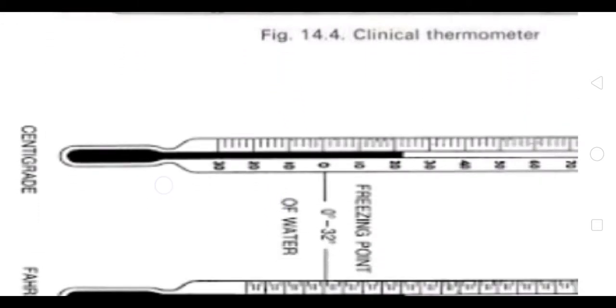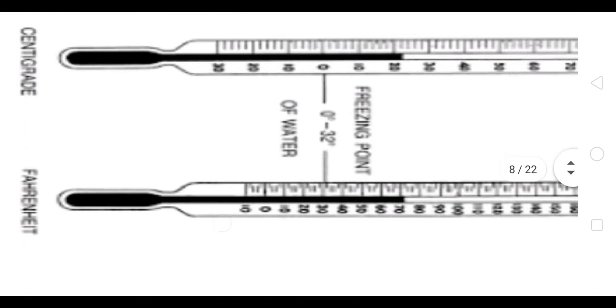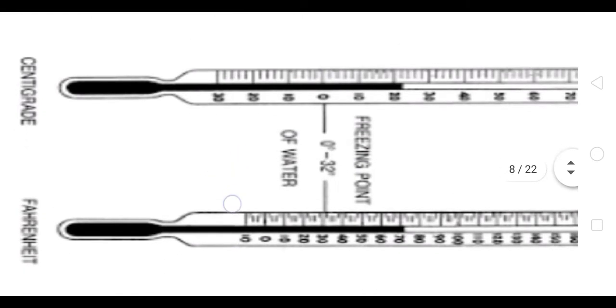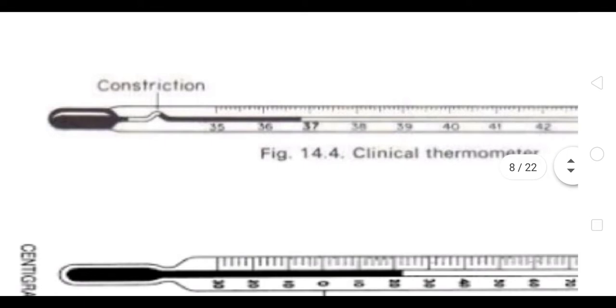Here in this thermometer there is no kink. Similarly, in this thermometer there is no kink or bend. But in the clinical thermometer here there is a kink or bend. The kink or bend does not allow the mercury to fall suddenly.